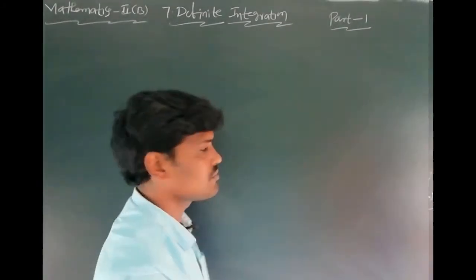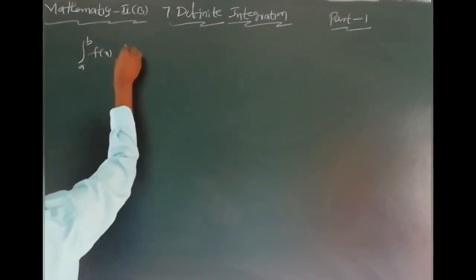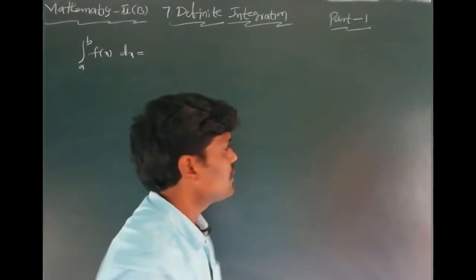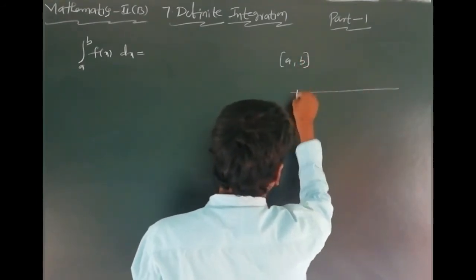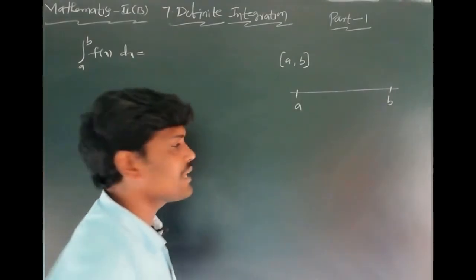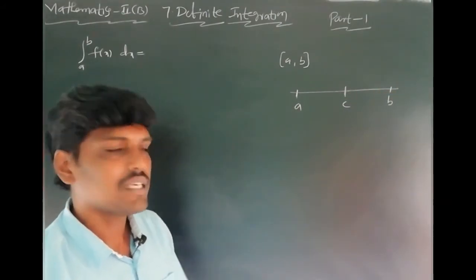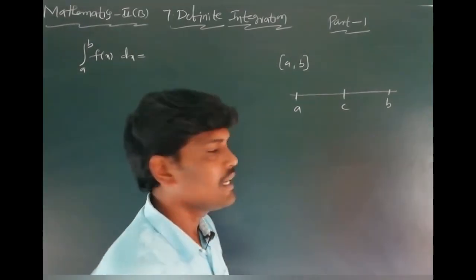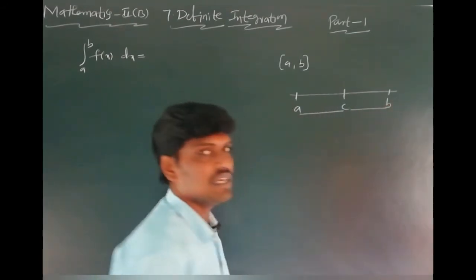Next formula is integral a to b of f of x dx. Here a comma b is the interval; suppose this is a, this is b, and this is the a comma b interval. In this interval, divide at c. Then a comma c is one interval, and after that c comma b is the other interval.